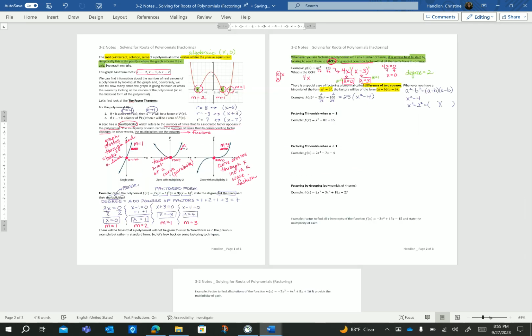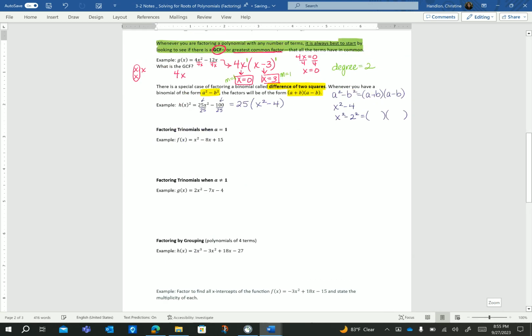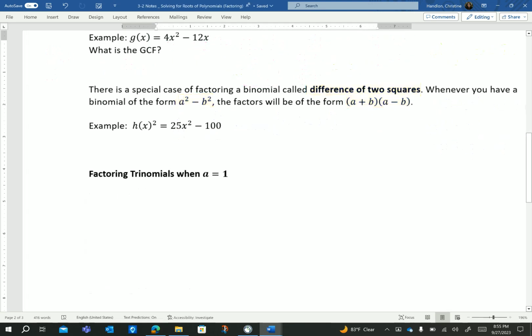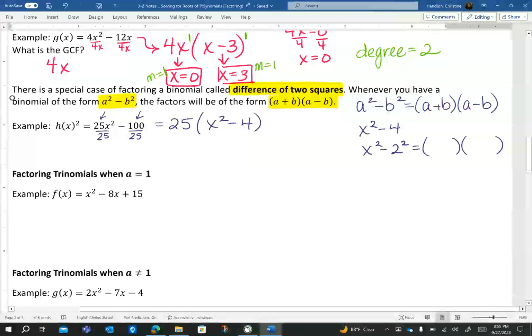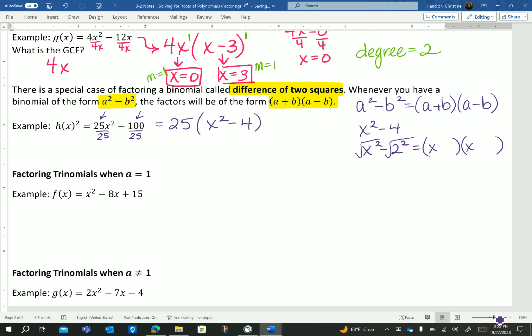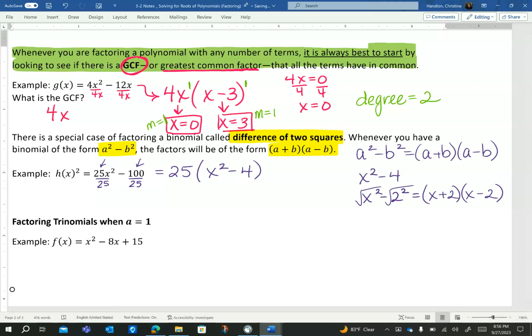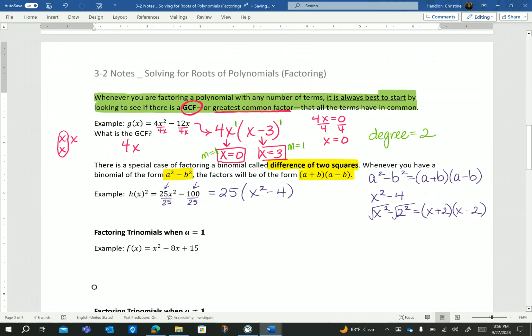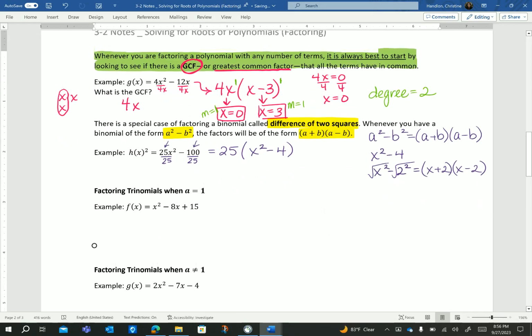I accidentally made this too small. Okay, so there we go. So x squared minus 2 squared is, if I square root this and this, in essence, the square root and the square disappear. So I have an x, and I'm left with a positive 2 and a minus 2. Okay, so there is the factored part of x squared minus 4.